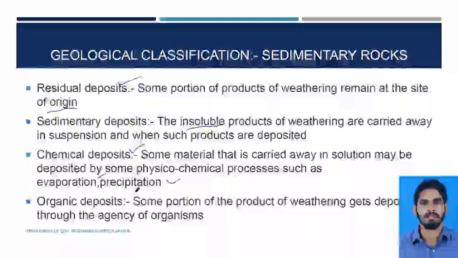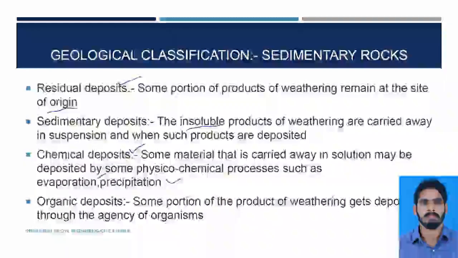Then comes the organic deposits. Some portion of the products of weathering gets deposited through the agency of organisms. It can be any organism. It can be an animal, a bird, or some microorganisms. See how corona is spreading; microorganisms are doing this. So if some deposit occurs through some organisms, that is an organic deposit.